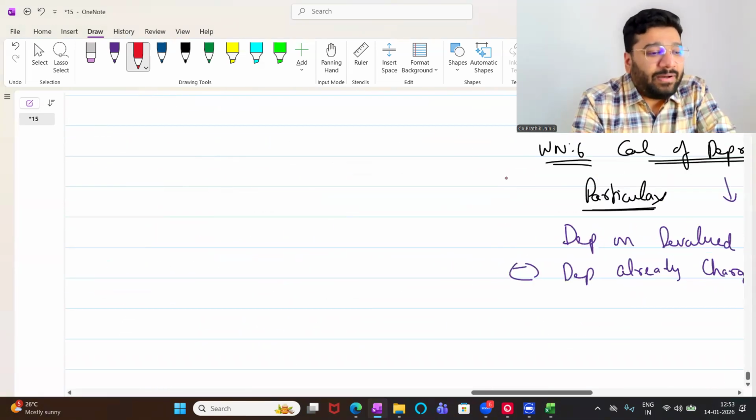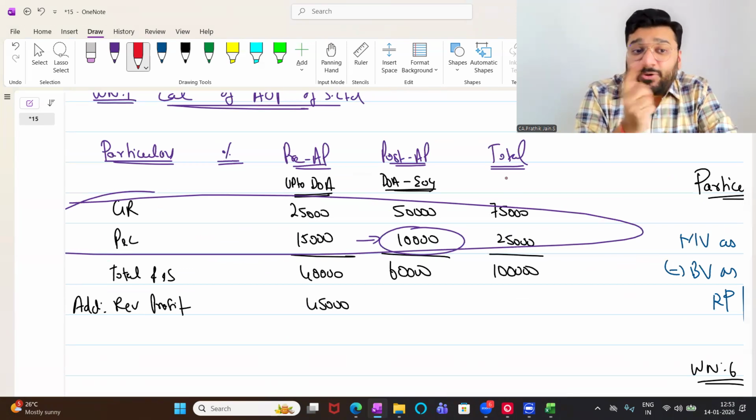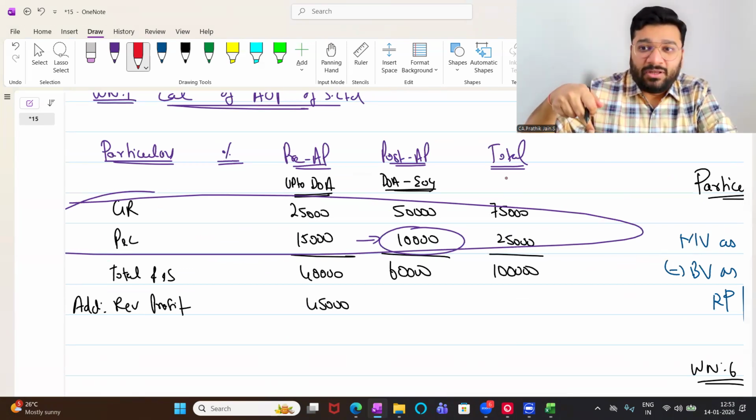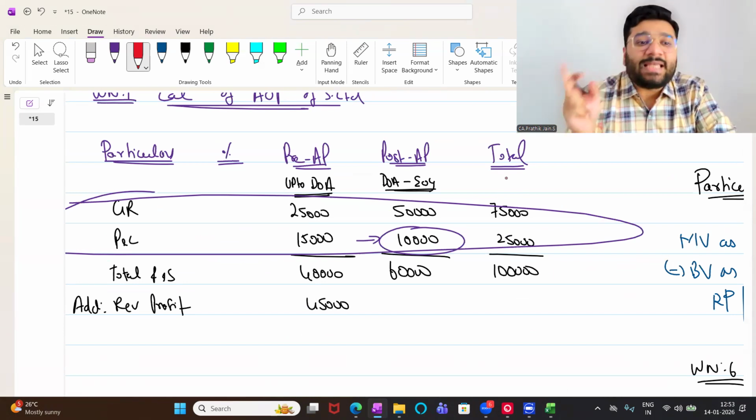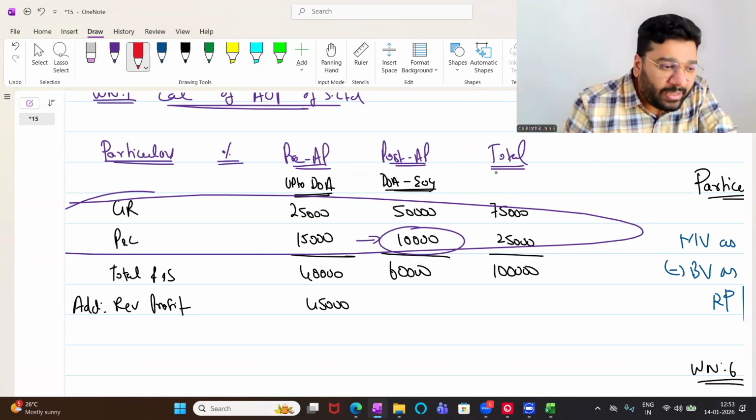So always remember, revaluation profit and loss is adjusted in the pre-profit because that profit and loss belong to the old shareholders. And once the asset is revalued, the revalued asset is being used by the new shareholders, the holding company. So since the usage is happening during the post period, the depreciation also will come in the post period only. Okay? Now, how much is the depreciation on this?